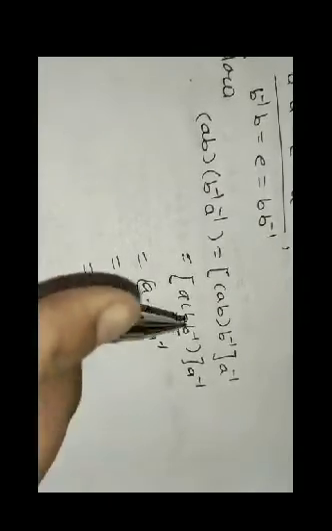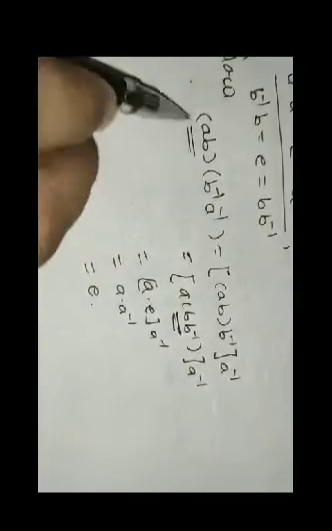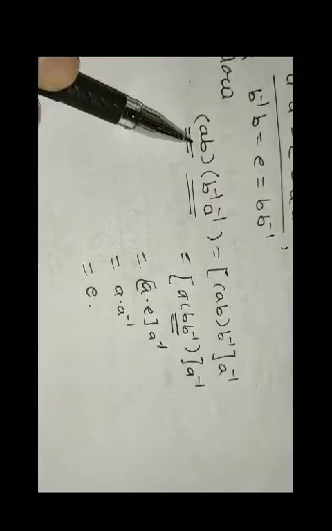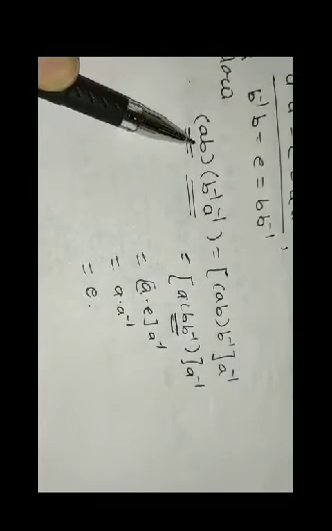So here, if AB is any element and B inverse A inverse is any element of the group G, and their product is the identity element, then the meaning is that this element is the inverse of this, and this element is the inverse of this. This is our definition.